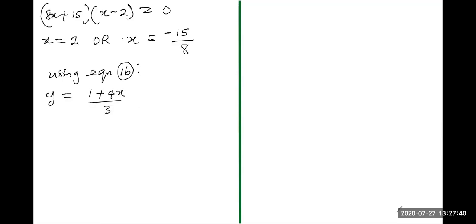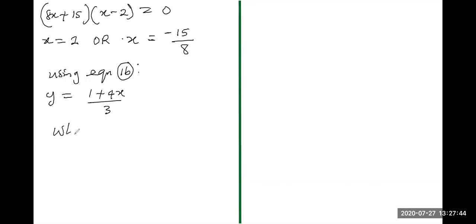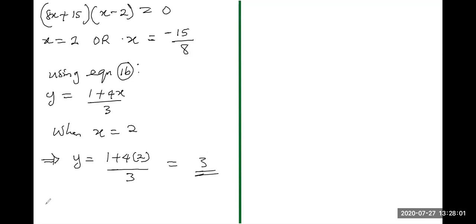Am I correct? Exactly. So what we have, when x equals 2, that implies that y equals 1 plus 4 into 2 divided by 3, and that will give us 3 as the answer. So as a pair of values, x and y equals 2, 3.